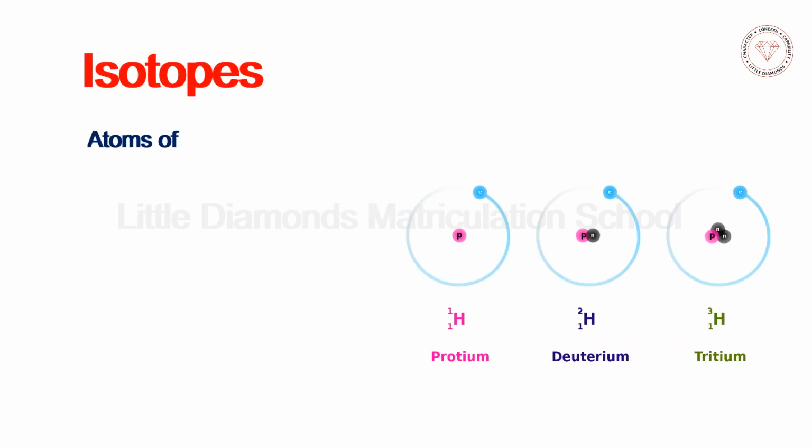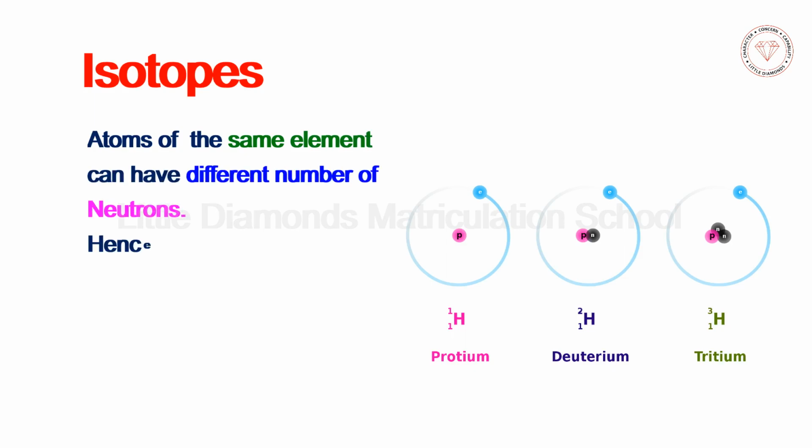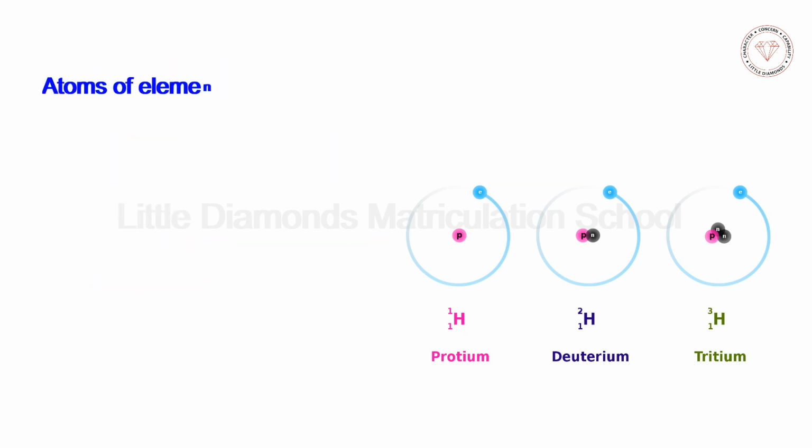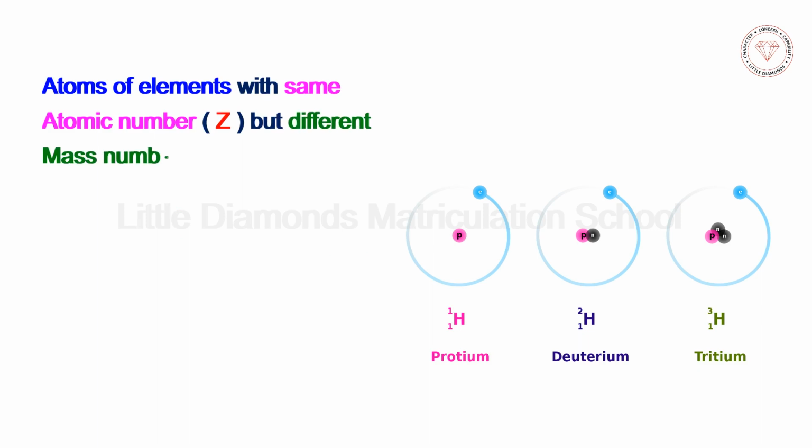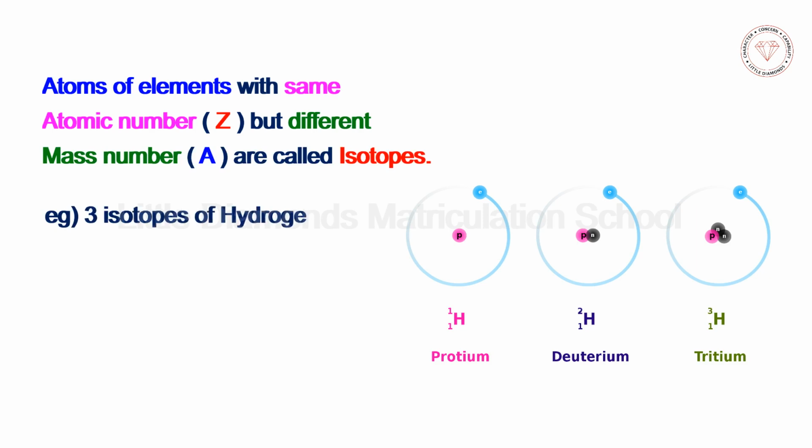Isotopes. Atoms of the same element can have different number of neutrons. Hence, their mass number will be different. Atoms of elements with same atomic number but different mass number are called isotopes. Example, the 3 isotopes of hydrogen. H 1 1, protium, with 1 proton in its nucleus and 1 electron around it with no neutron in the nucleus.